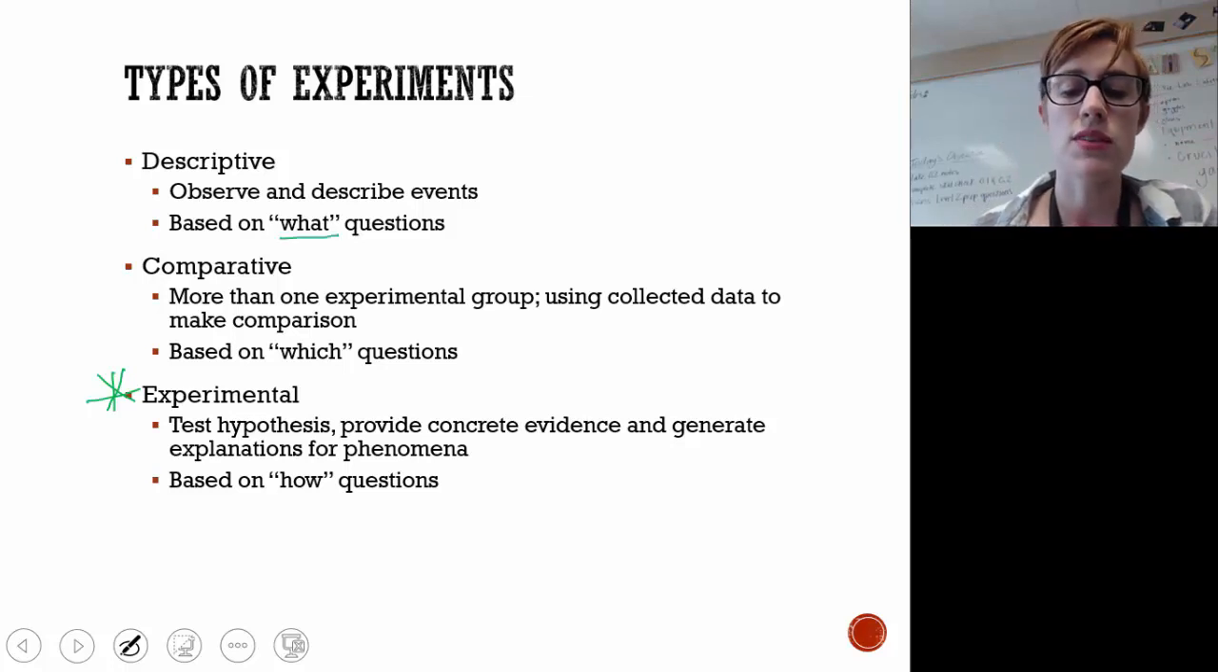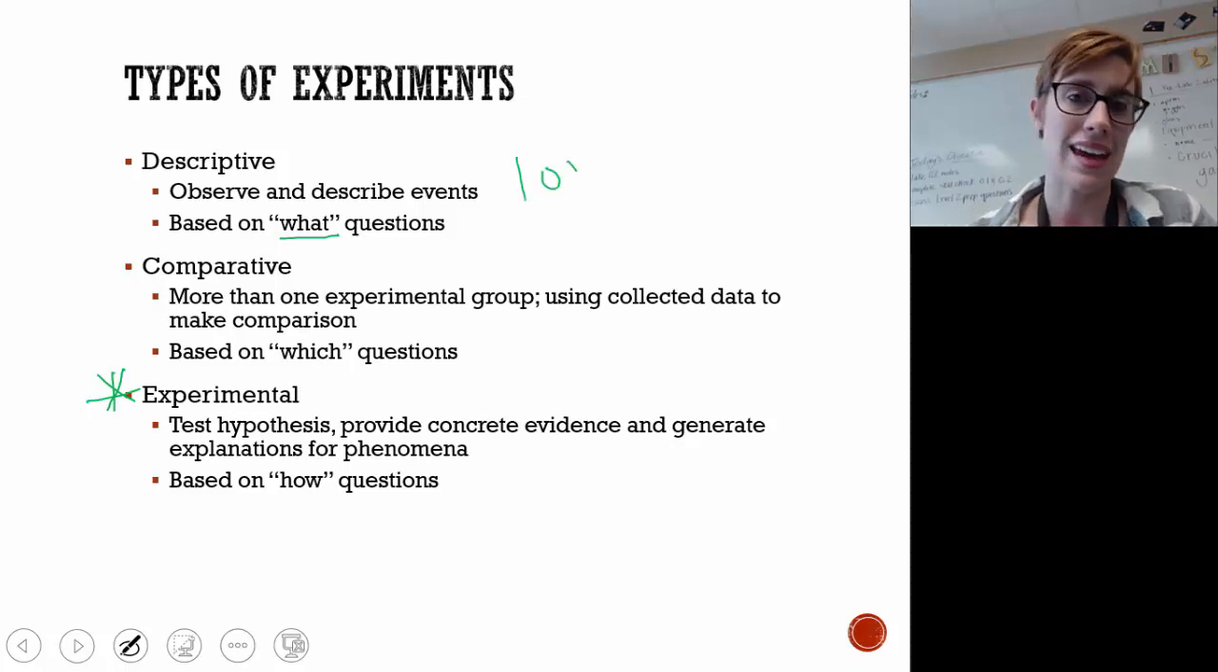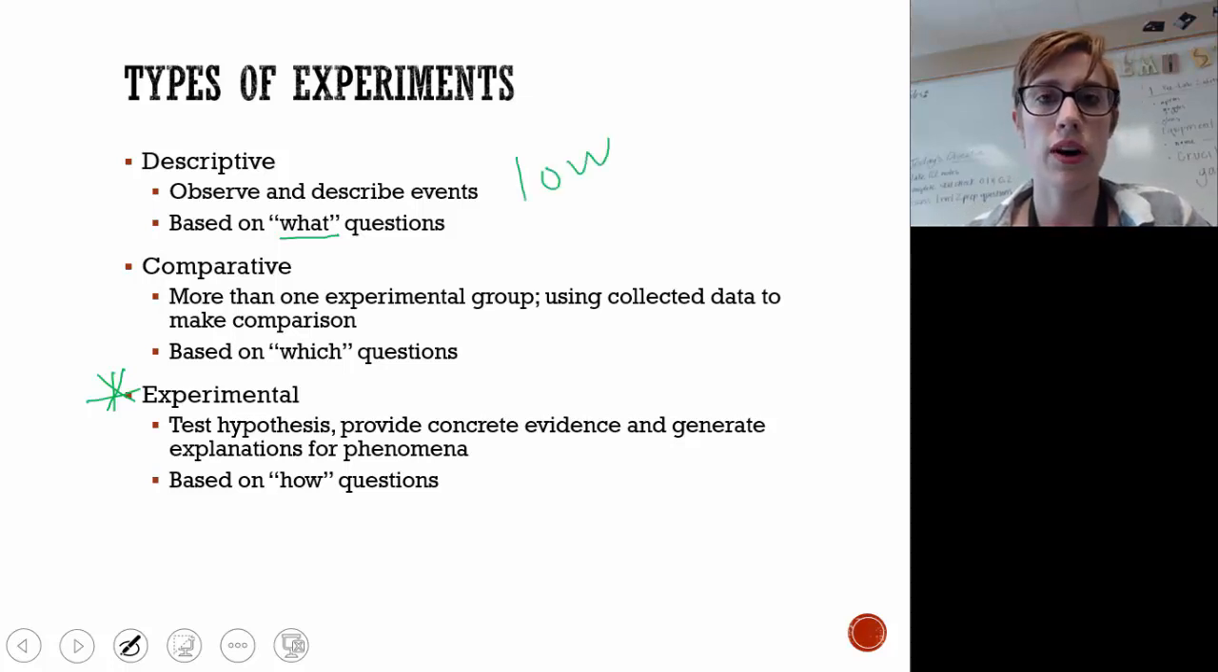So these types of experiments are just based on what questions. So for example, if I asked you what is the color of water, you would observe and you would say it's clear. So these are very low level thinking types of experiments. They don't really require a lot of critical thinking at all. They're just really observations.